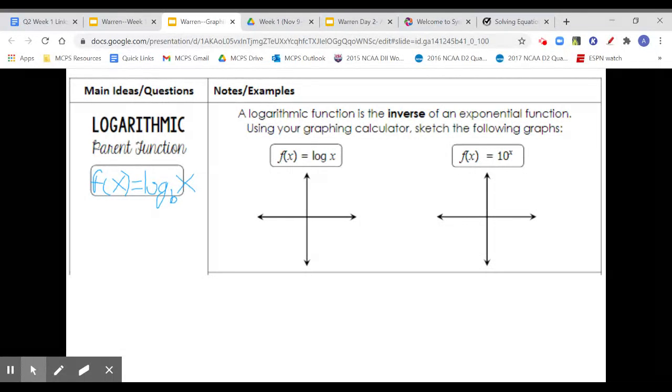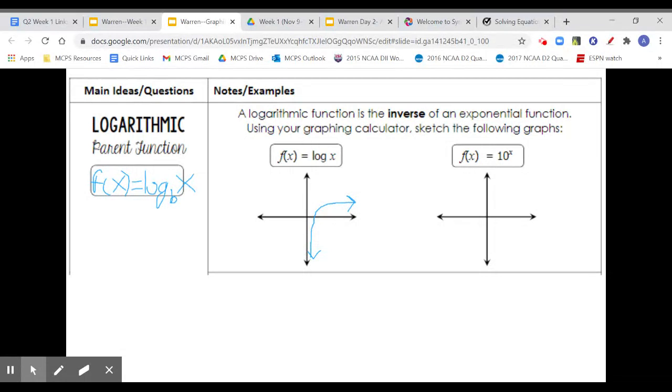We are going to look at a couple graphs here. So I'm going to show you what approximately the graph of the log of x looks like. Remember, that's the log base 10, and this is something you could type in your calculator to look at. But that's going to look sort of like this.